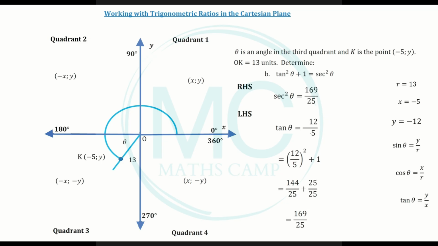Now we can see that the left-hand side and the right-hand side of the equation are both equal to 169 over 25, which means that both sides of the equation are equal. So, as our final answer, we can say the left-hand side is equal to the right-hand side. And we have now completed this question.